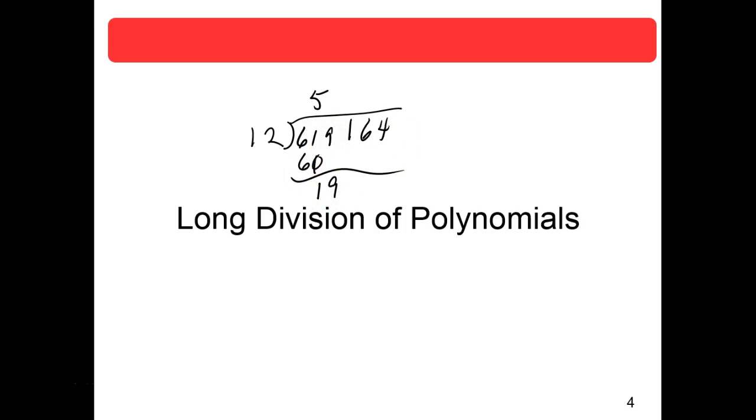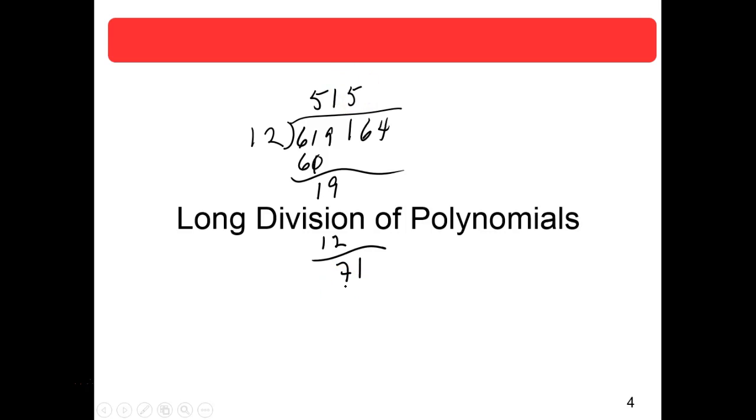Then you divide again. 12 into 19. Now, if 12 wouldn't go into 19, you'd put a placeholder there, a 0. But it will go into it. So how many times will 12 go into 19? 1 time. Then you multiply. That gives you 12. And then you subtract. That gives you 7. And then you bring down the 1. Now you divide again. 12 will go into 71 five times. Almost 6, but not quite, so it's going to go 5.